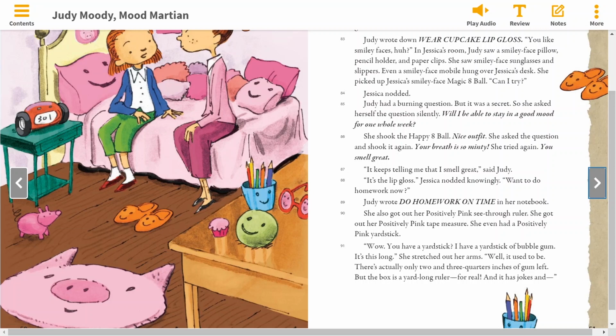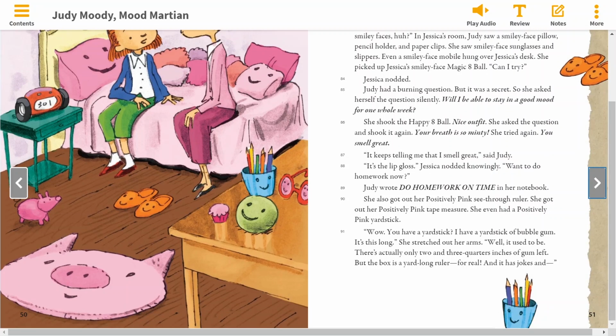"Want to do homework now?" Judy wrote, "Do homework on time" in her notebook. She also got out her positively pink see-through ruler. She got out her positively pink tape measure. She even had a positively pink yardstick.